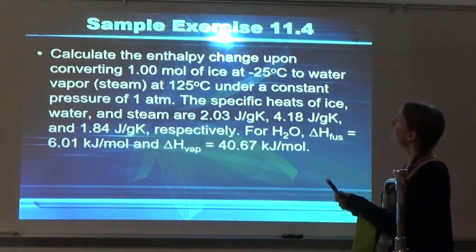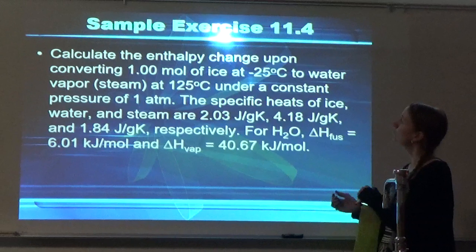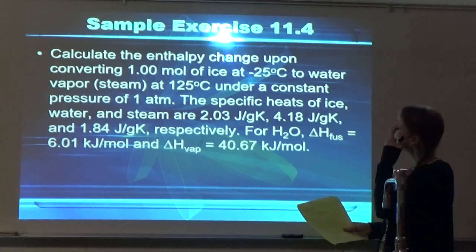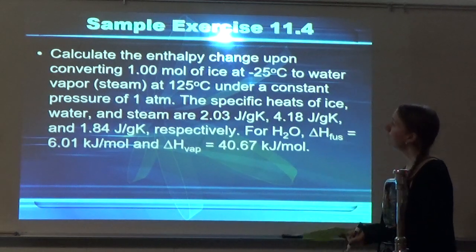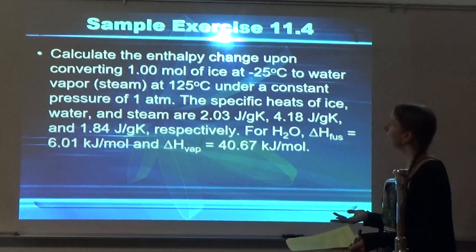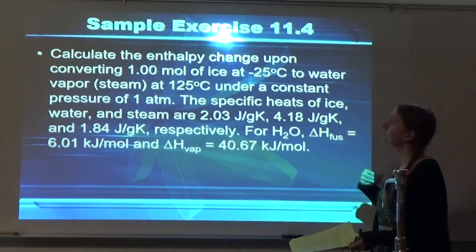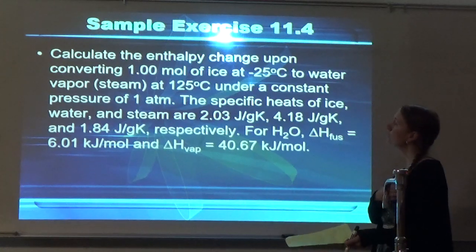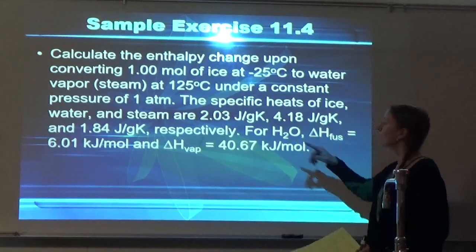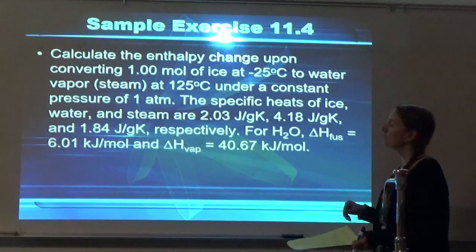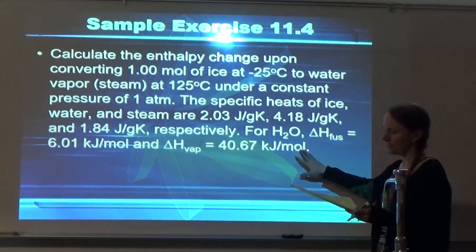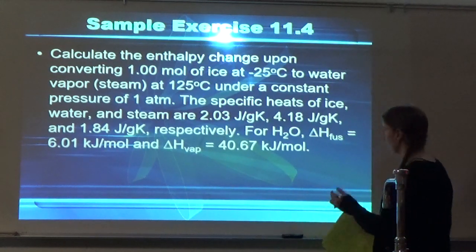It says, calculate the enthalpy change upon converting 1 mole of ice at negative 25 degrees Celsius to water vapor, or steam, at 125 degrees Celsius under a constant pressure of 1 atm. The specific heats of ice, water, and steam are given here, respectively. For water, delta H of fusion and delta H of vaporization are this. Alright, so this is going to be a long heating curve problem.